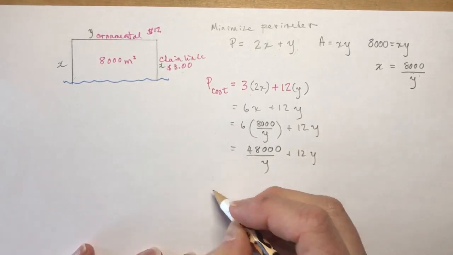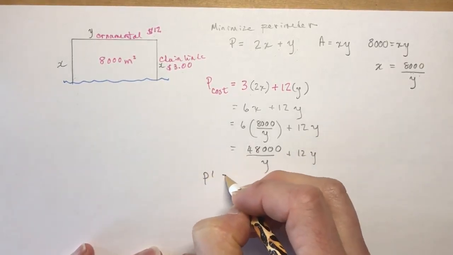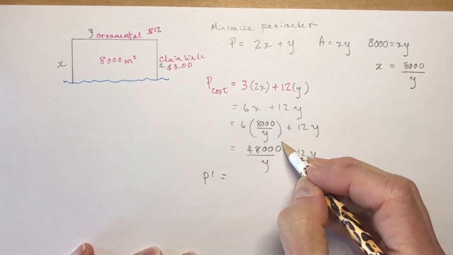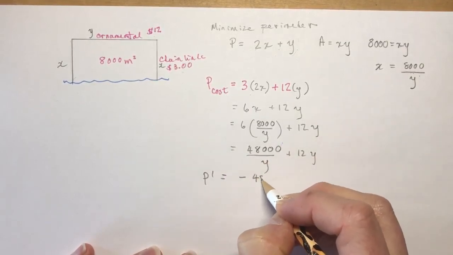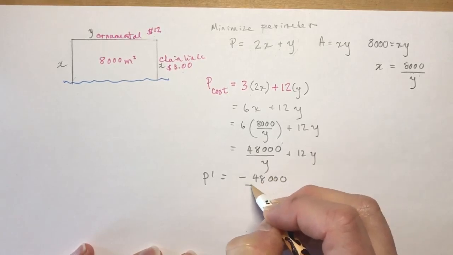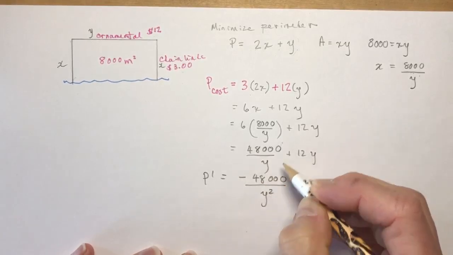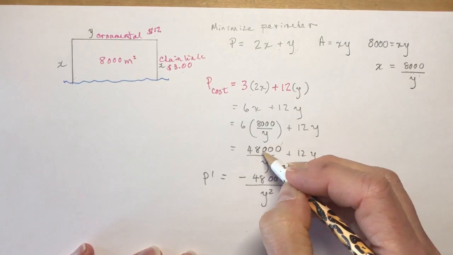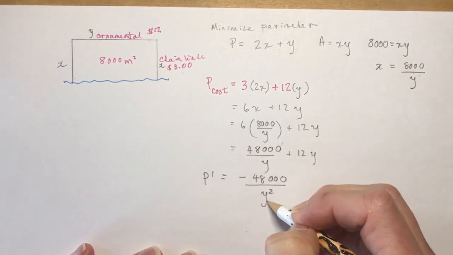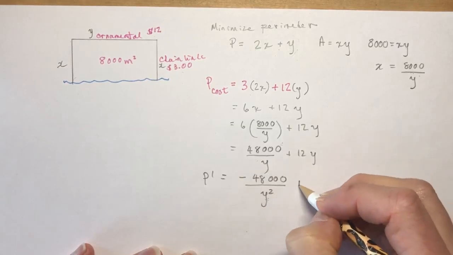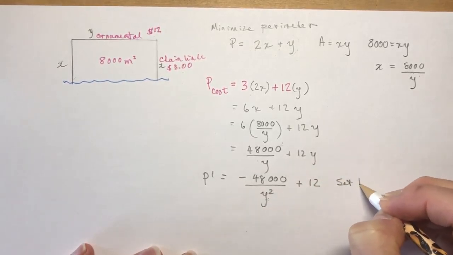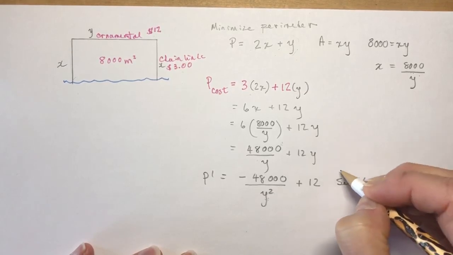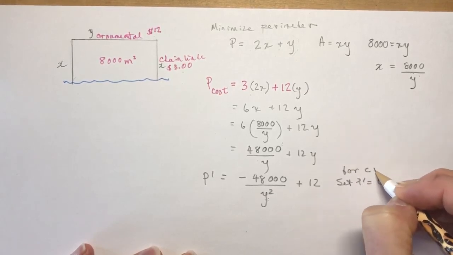Now let's take the derivative. So we'll say p prime equals, this is y to the negative 1, so negative 48,000 over y squared. Now you got all that? I meant negative y to the negative 2. Put the y to the negative 2 down here. And the derivative of 12y is 12. Now I'm going to set p prime equal to 0 for critical values.